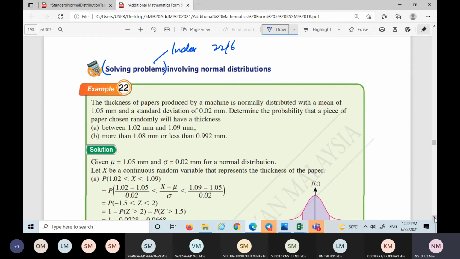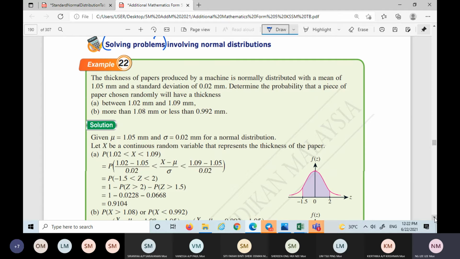We go through this example. This is now a real life example. They're talking about the thickness of paper produced by a machine. Mean is 1.05, standard deviation 0.02. Determine the probability that a piece of paper chosen randomly will have a thickness between these two numbers. So you write P, X is in between these two numbers.